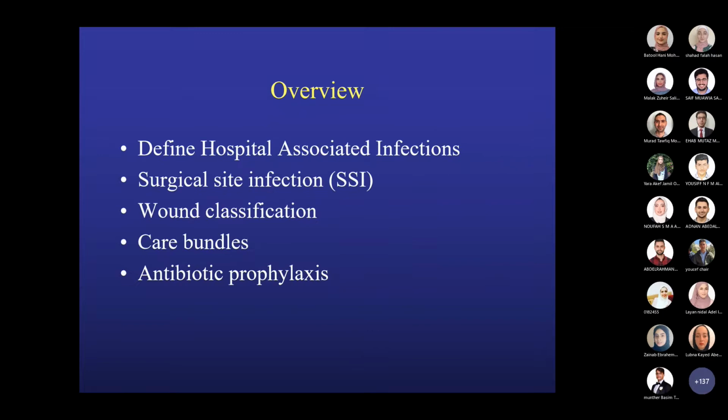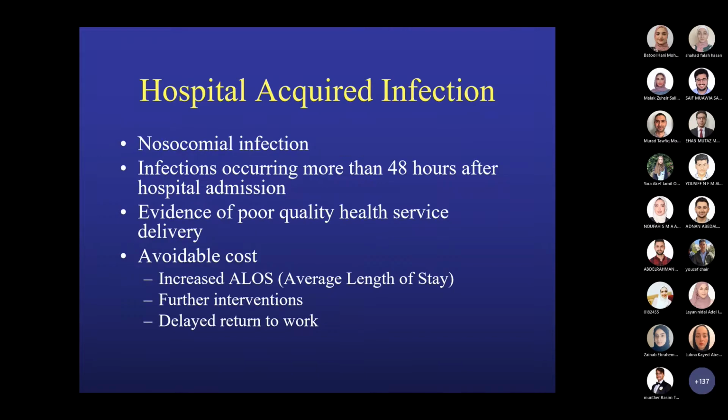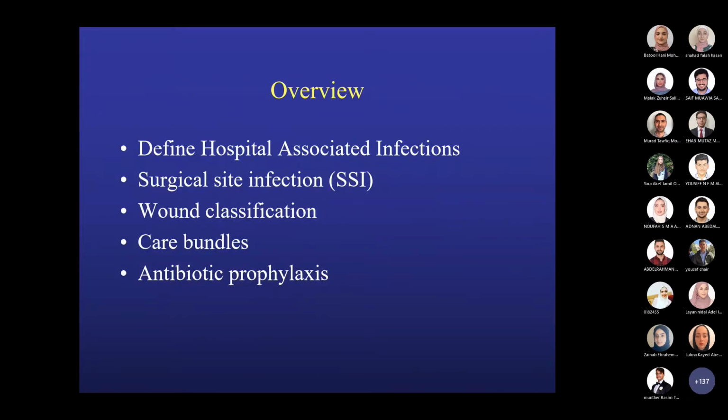And we will define hospital associated infections, define the surgical site infections, classifications of wound will be elaborated here in this lecture. Care bundles, we will talk about the things that we do require and recommend during surgical practice in order to improve the outcomes and decrease the risk of surgical site infections. And we will talk about the antibiotic prophylaxis and use in the surgical practice.